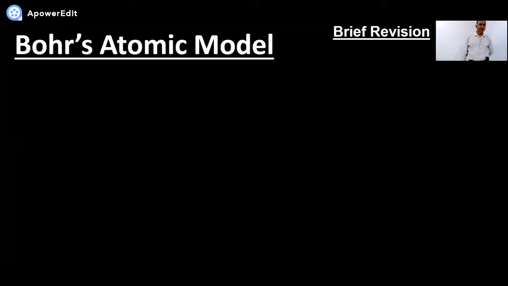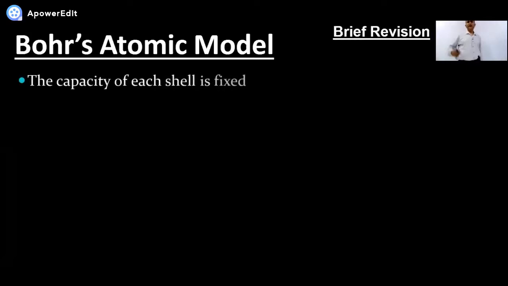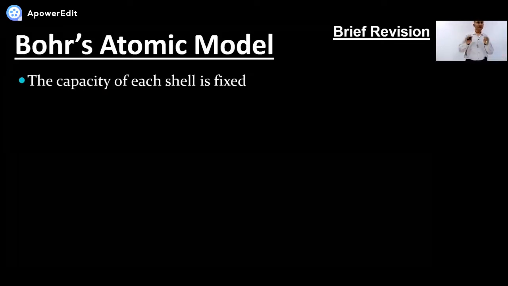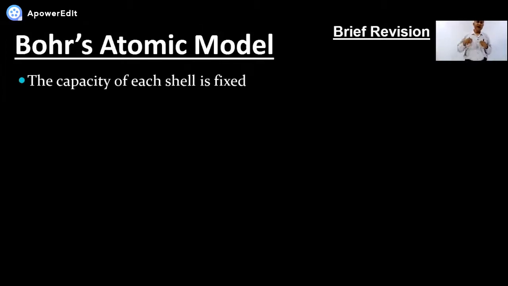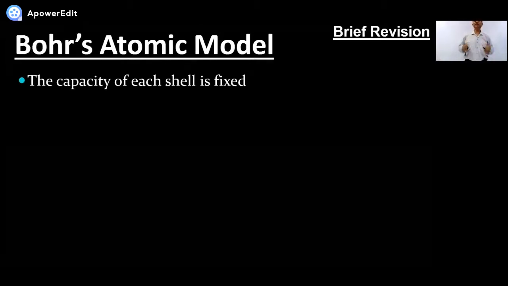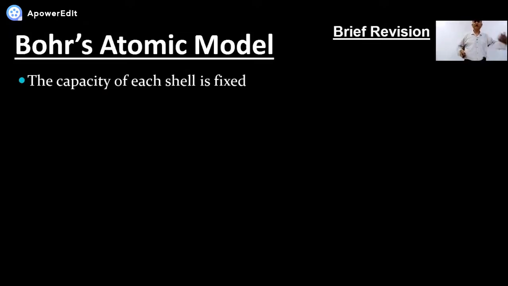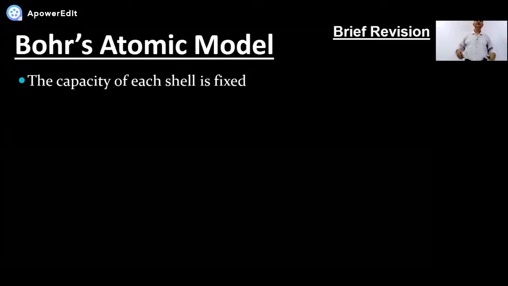All right. Now the capacity of each shell is fixed, right? For example, K shell is the smallest one. Its capacity is low. It can just accommodate 2 electrons. L shell is a little bit bigger. It can accommodate more electrons than the K shell, 8 electrons. M shell even greater, bigger in size, can accommodate more, 18. Number 4 shell, 32, 50.